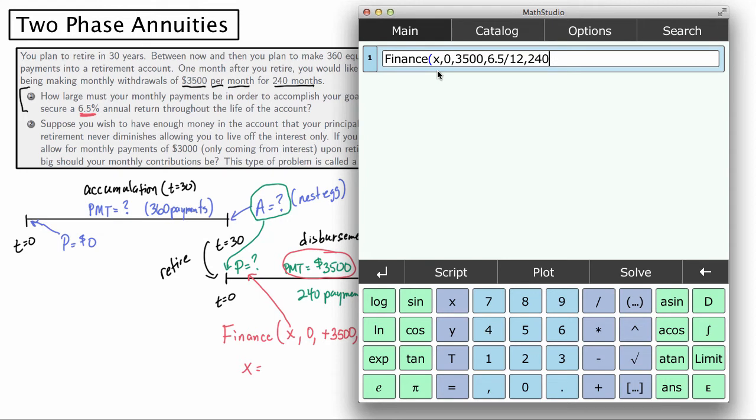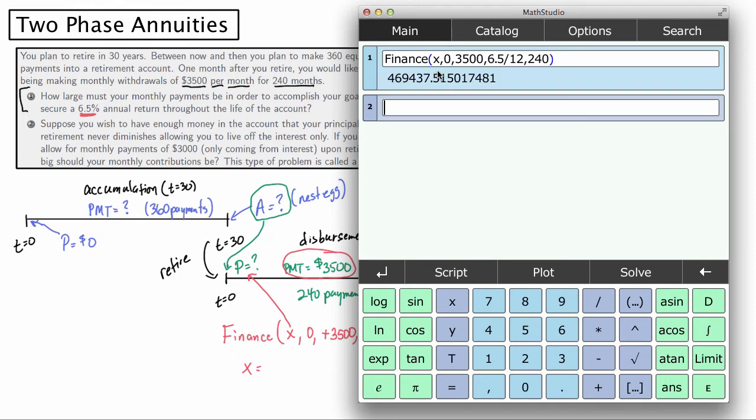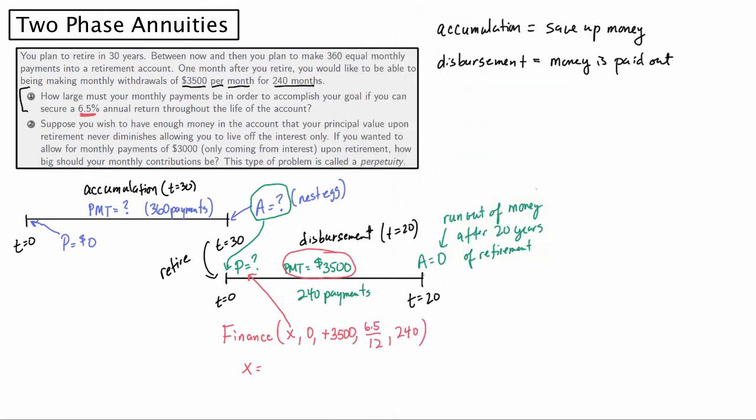Total number of payments is 240. Then that tells me that in order to do this, I would need to have $469,437.52 in that account. So that is the amount of money I need to have saved to retire with.